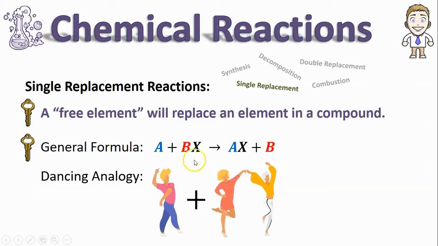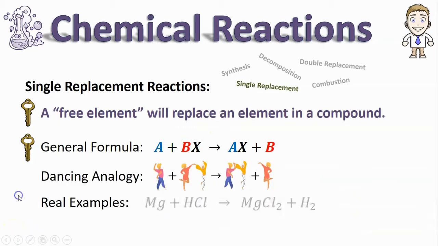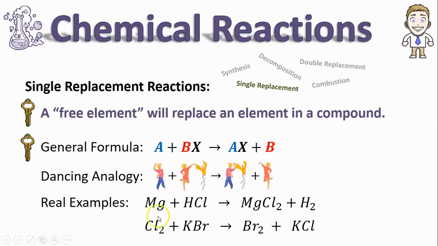In our dancing analogy, we'll have one person dancing by themselves and another set of people dancing as a couple. The person by themselves will kick out the person in the red dress. Now the pink shirt is dancing in the couple, and the person in the red dress is dancing alone. And lastly, some real examples. Here you can see the magnesium kicks out the hydrogen, or in this reaction, the chlorine replaces the bromine.